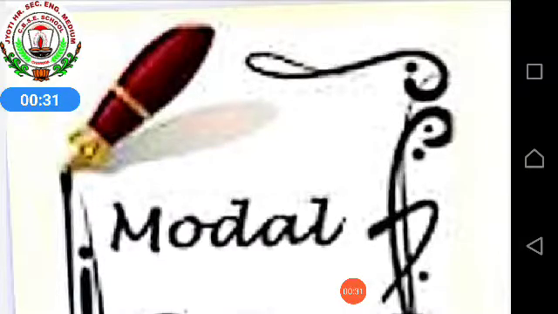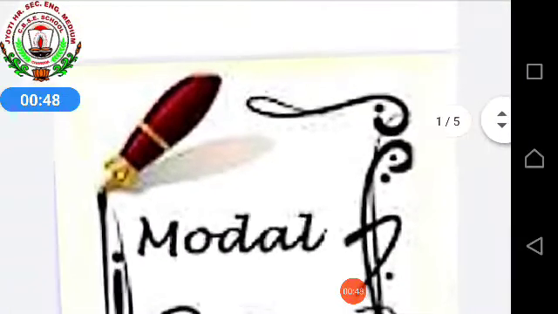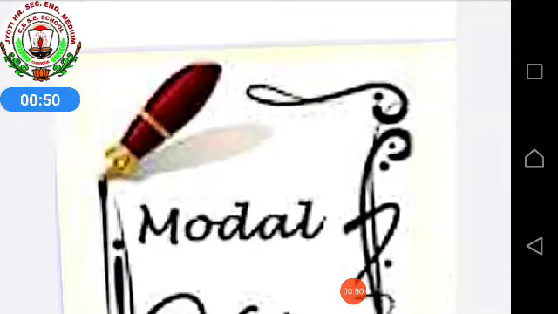So the next chapter from your grammar that we are going to learn is chapter 14, modals. Modals are also known as modal auxiliaries or modal verbs. So what are these auxiliaries? Auxiliary means they are the helping verbs. So here we will be learning about modals, what are modals and what are the modal auxiliaries.